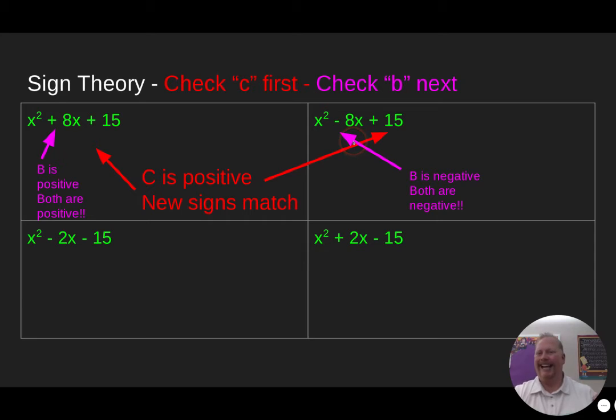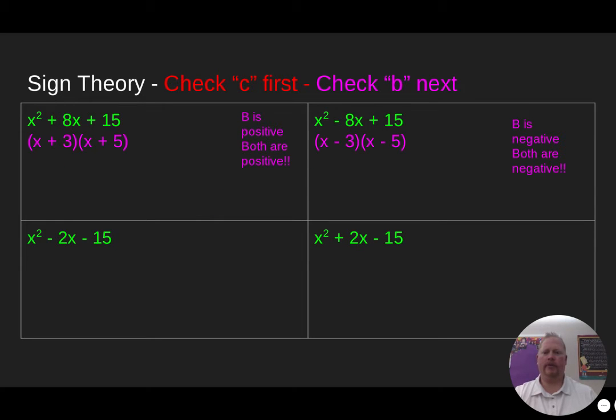Because two negative numbers will multiply to be a positive, but add up to be an even bigger negative. So now that I know the signs of the numbers I'm looking for, it might be a little bit easier. So for 8, you might consider 3 and 5. So for the first one, x plus 3 and x plus 5. For the second one, it's going to be x minus 3 and x minus 5.